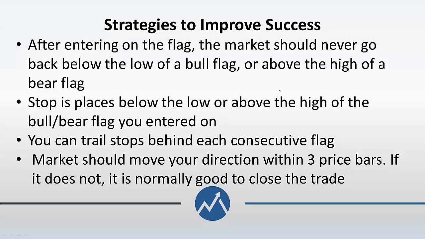Now, the other thing is the market should move your direction pretty soon, within 3 to 5 price bars, basically. If it's not going your direction within 3 to 5 price bars, it's normally a good idea just to go ahead and get out of the trade because it should ideally snap and start running in your direction.